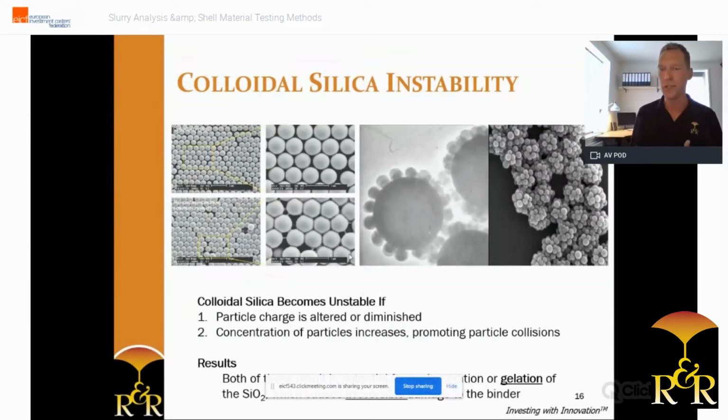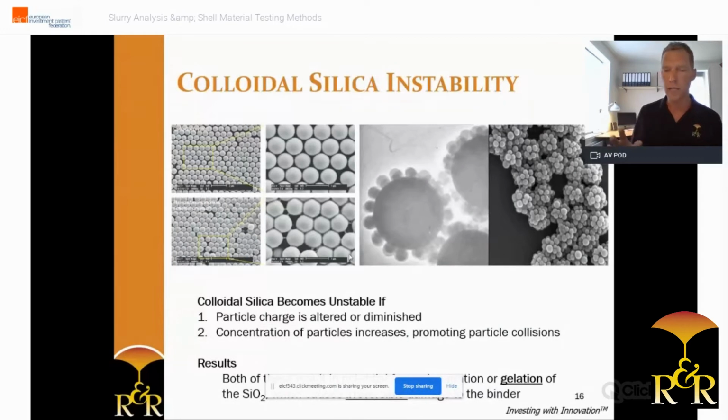It's very interesting to understand what happens when it is destabilized. And there are 2 main reasons. The first one is the alteration of the particle charge around the silica particles. And the other one is an increase of the concentration of the particles, which could promote particle collisions. Both of these result in agglomeration or gelation of the SiO2, which is irreversible. It's irreversible damage to the binder. So it's really important that we perform slurry analysis to prevent these issues.